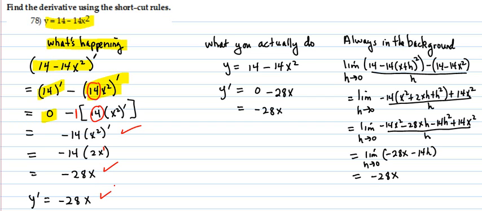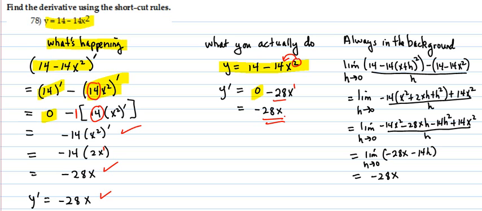What you actually do in practice is you have your function here, and you say, okay, the derivative of 14 is 0. Then this is what you do in your mind. You take this 2, you bring it down in the front and multiply it by the 14, which gives you the negative 28. Decrease the exponent by 1, which just gives you the first power, and then that's just negative 28x.